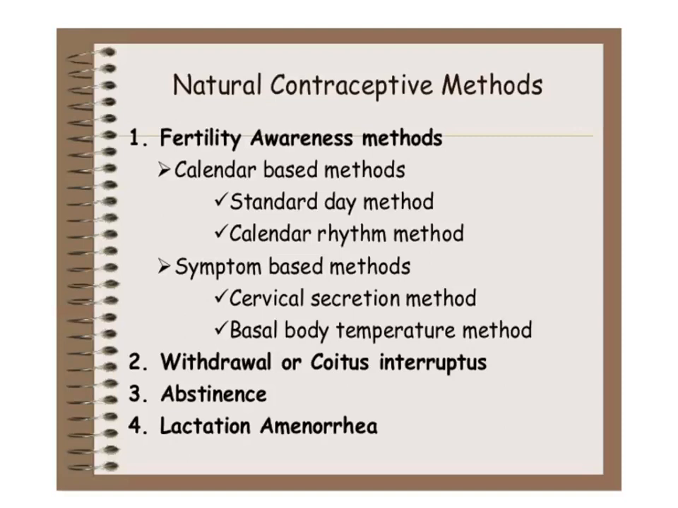This ovulation usually takes place on the 14th day of the cycle. After ovulation the egg remains there for up to 48 hours, but it is more viable in the first 48 hours. So somehow we have to prevent sexual contact during this period, which is actually the dangerous period.